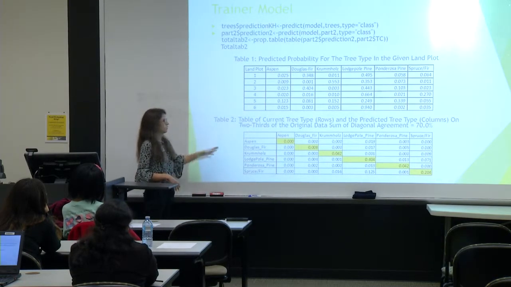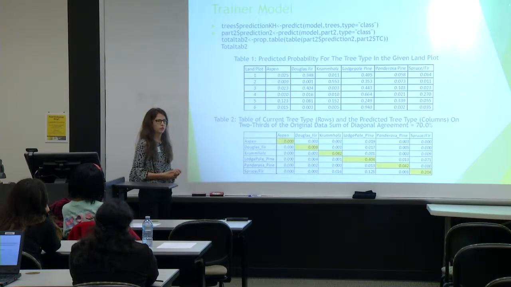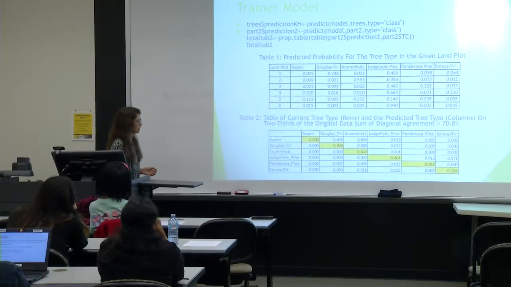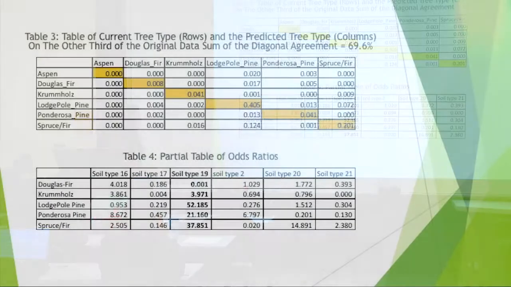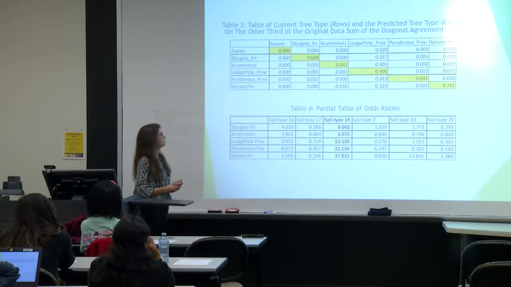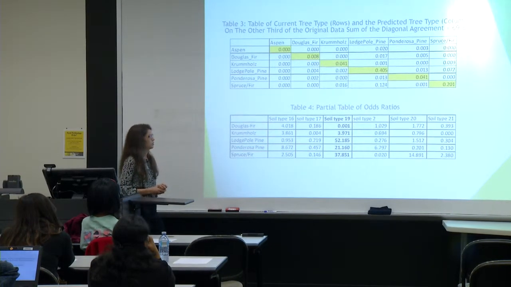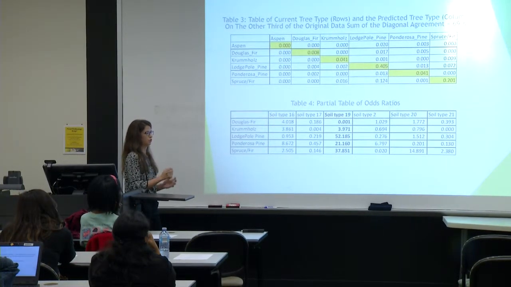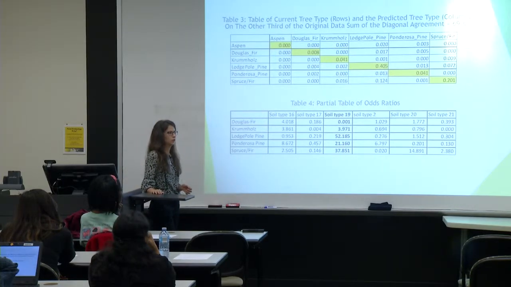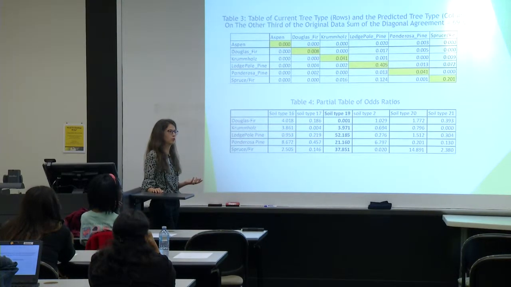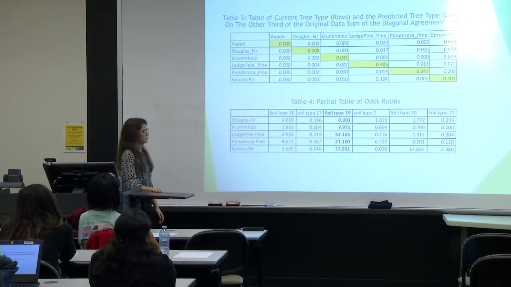This is all run on the trainer model, so that is 2/3 of the data, and that has an accuracy rate of 70%. And then after running it on the validation data set, the 1/3 data, it has 69.6% accuracy. This may not seem like that much, but if you compare that to the 17% chance if you're just randomly planting the trees, this is going to increase the efficiency of reforestation, and you'll save time and money and all of that.